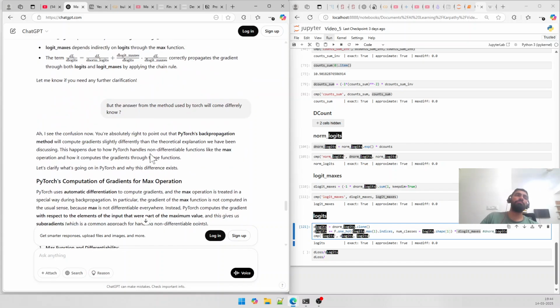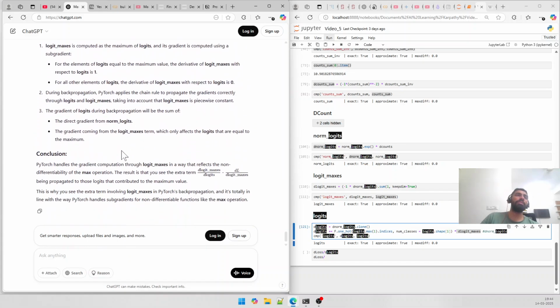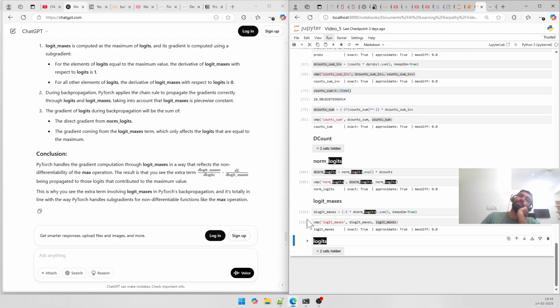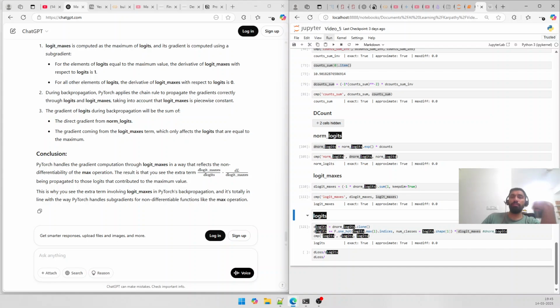If you want, I will put this description in the comment section as well so that you can read. But this was something good to know, that it's handled a bit differently so that we are able to backpropagate and move along. So that's why you see a different way of differentiation for logits.